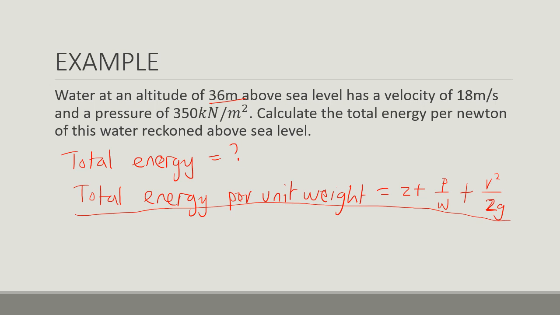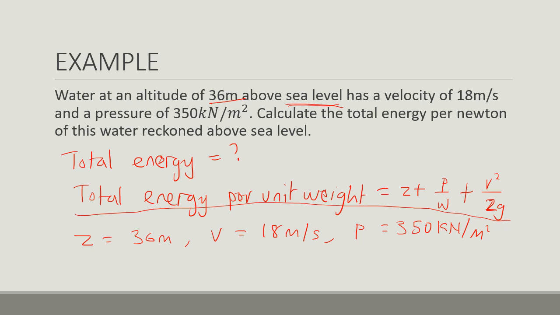We're given the height above datum level, that is Z, 36 meters. So datum level is sea level. The height above datum level is 36 meters, and we're given the velocity v, 18 meters per second. We're given the pressure P, 350 kilonewton per meter square.